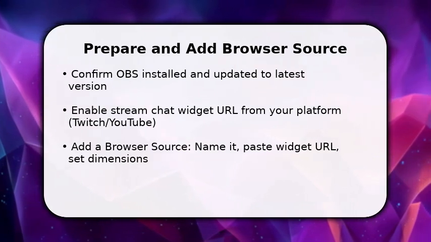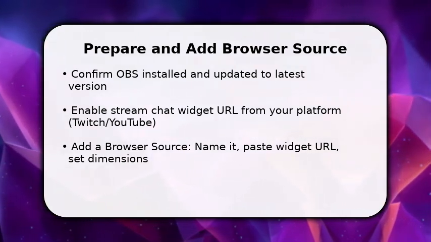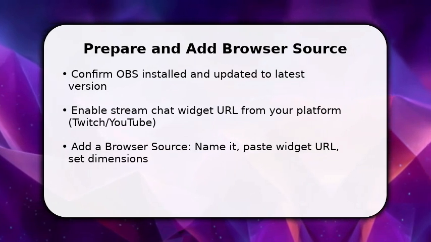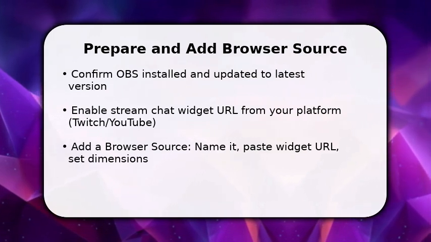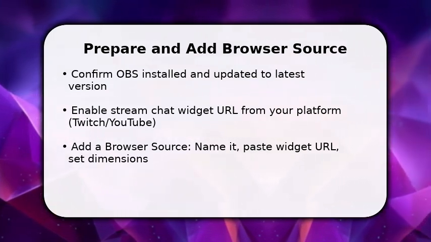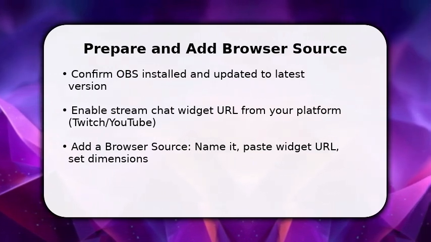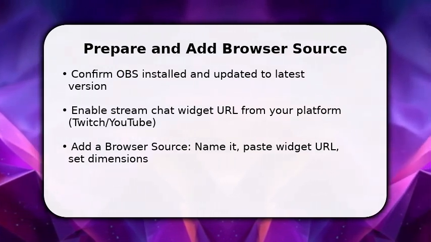Once done, open OBS, click the plus under Sources and choose Browser Source. Name it clearly so you can find it later. Then paste the widget URL into the URL field and set width and height to match your canvas. This creates the chat layer. You'll position and style it next.